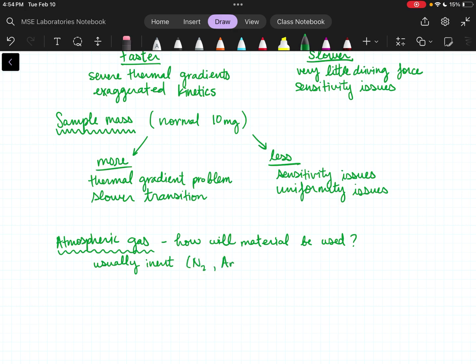Usually we will choose something inert like nitrogen or argon. But you can use other gases if you want oxidation, if you need like a passivation layer.